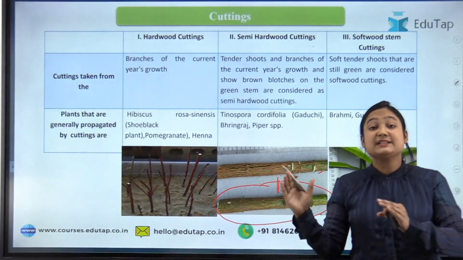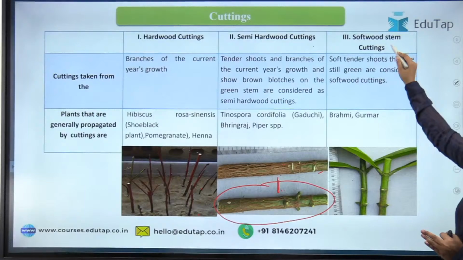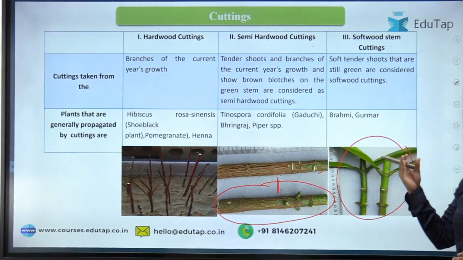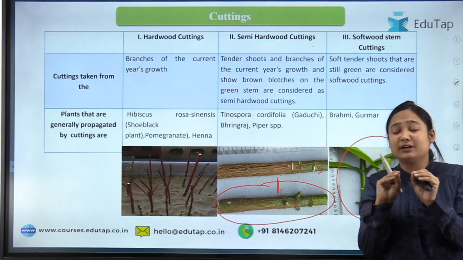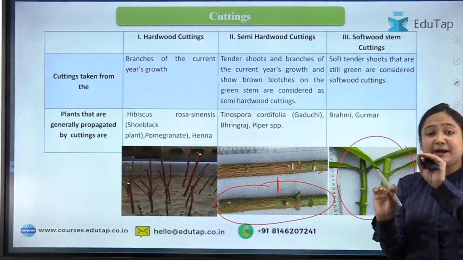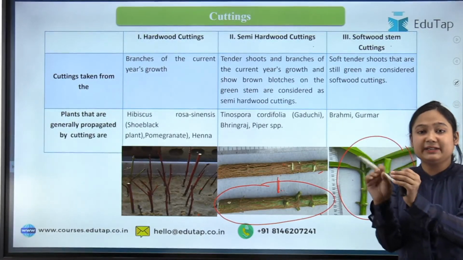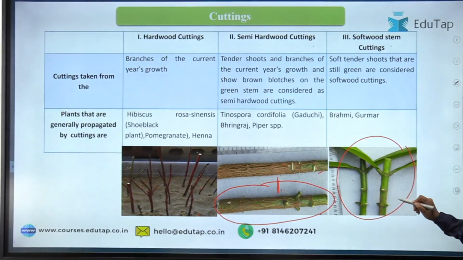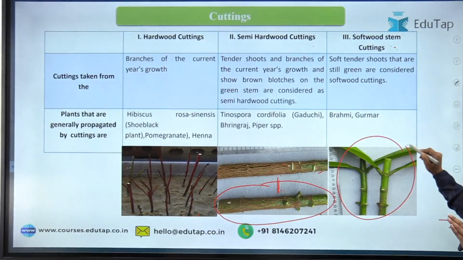So this is called semi hardwood. Moving to the softwood, see, very tender, quite soft, if you know, and they are a little bit elastic too. If you bend them a little, they won't break easily. They will be a little bent. So this one is particularly your soft stem wood, soft stem cutting, or the soft stem wood that will be used.